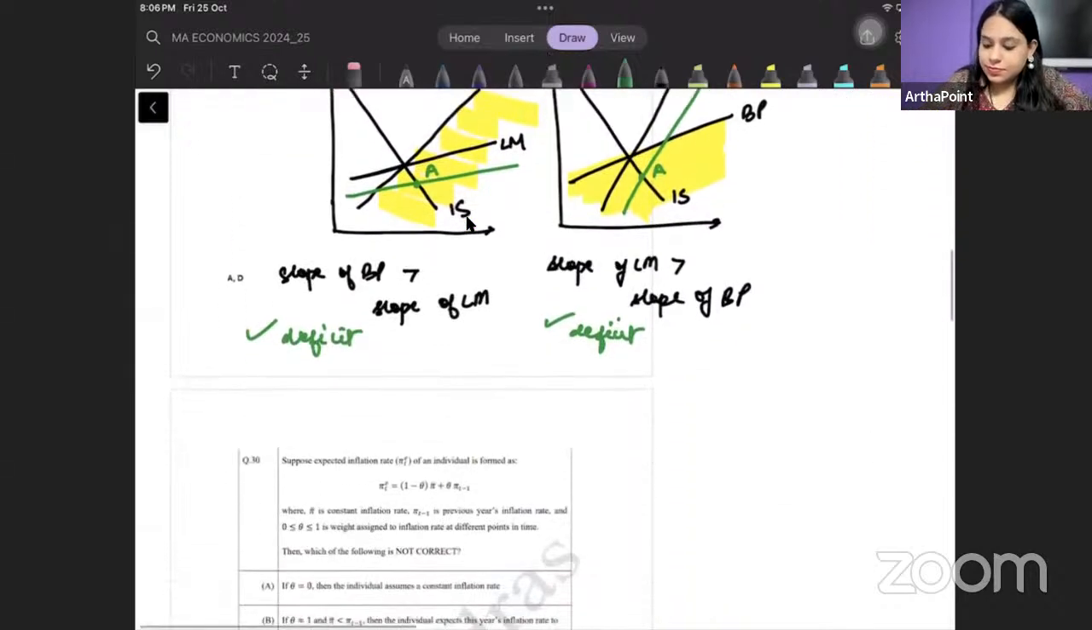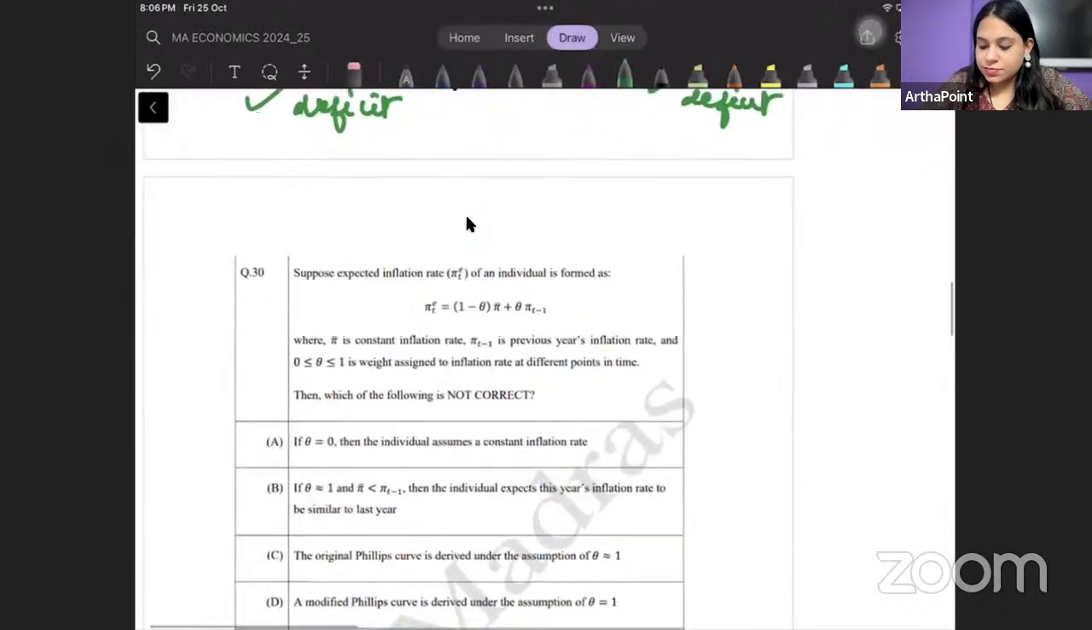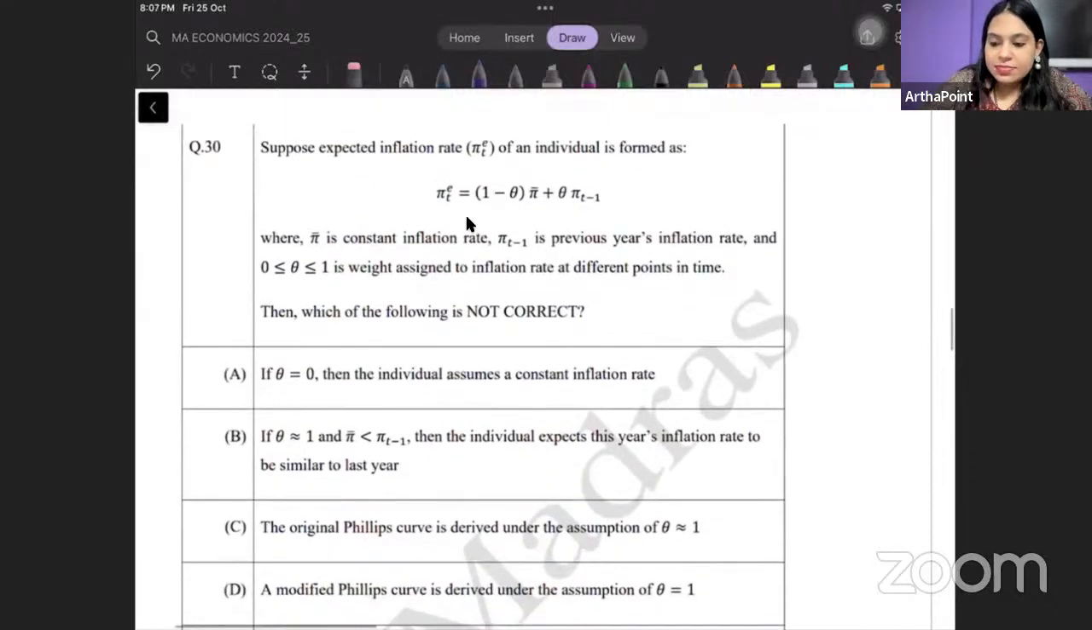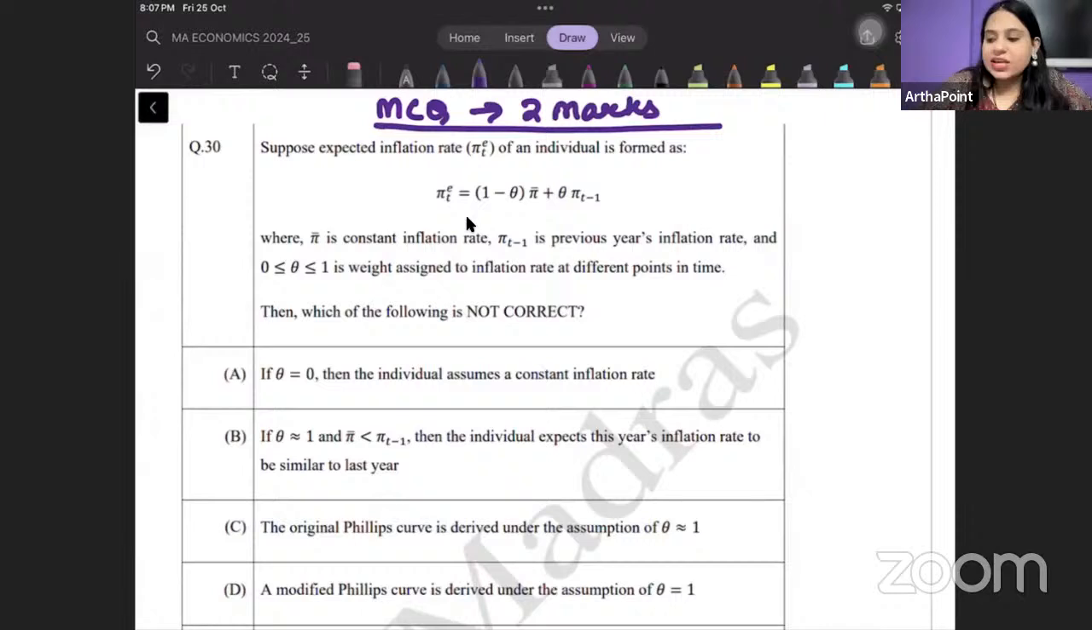Okay. Do this one. This is an MCQ question, but 2 marks. Do it very carefully, it has negative marking. Give it a try. Go back to the concept of the Phillips curve. सोचो एक बारी कैसे करोगे इसे.